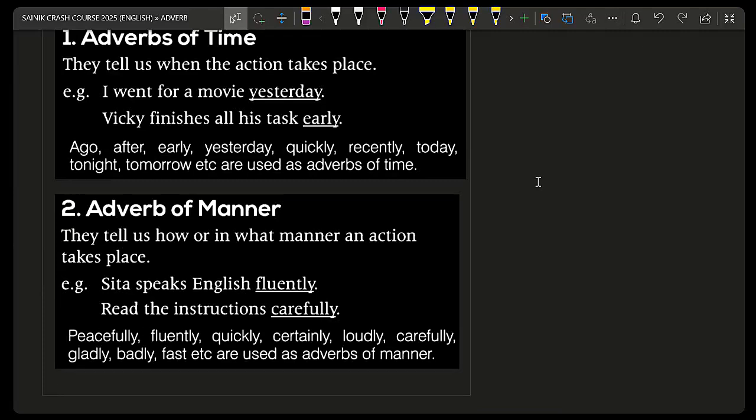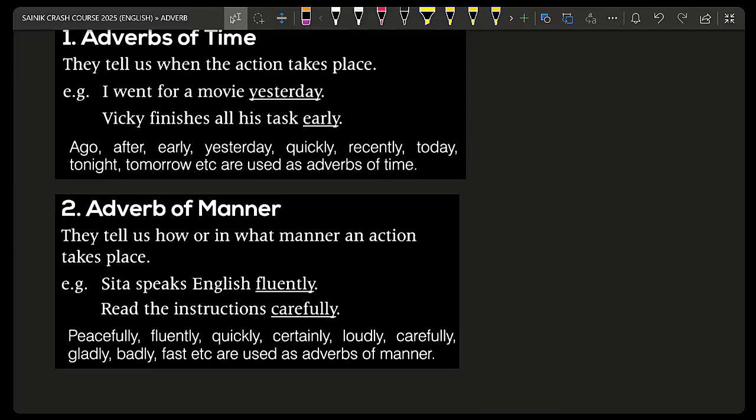So adverbs of manner mean what? In which manner it's happening. So peacefully, fluently, quickly, certainly, loudly, carefully, gladly, badly, fast, etc. are used as adverbs of manner.